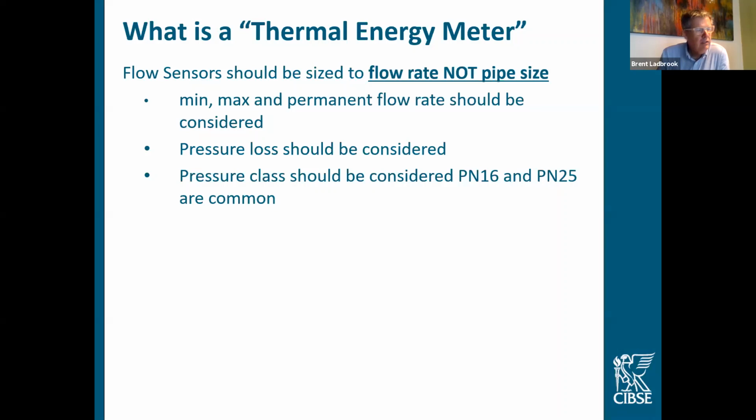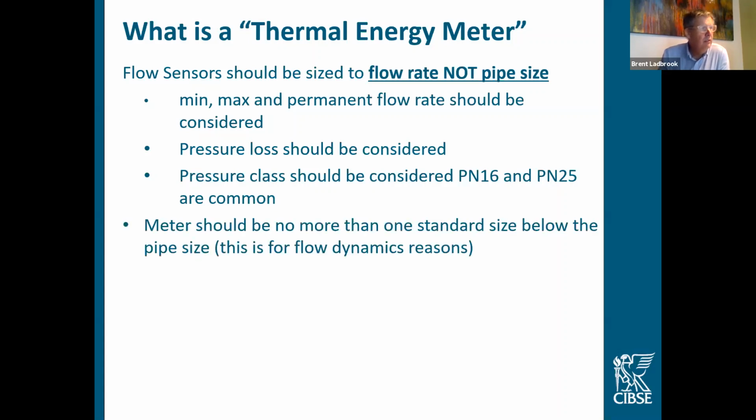Usually the flanged flow sensors are PN25 and often the threaded ones are PN16, but keep that in mind when specifying or selecting a flow sensor.